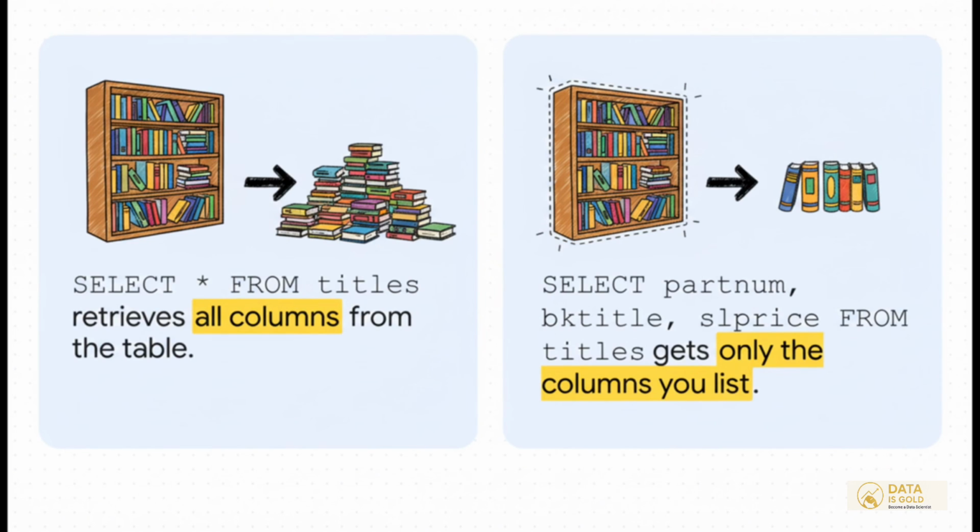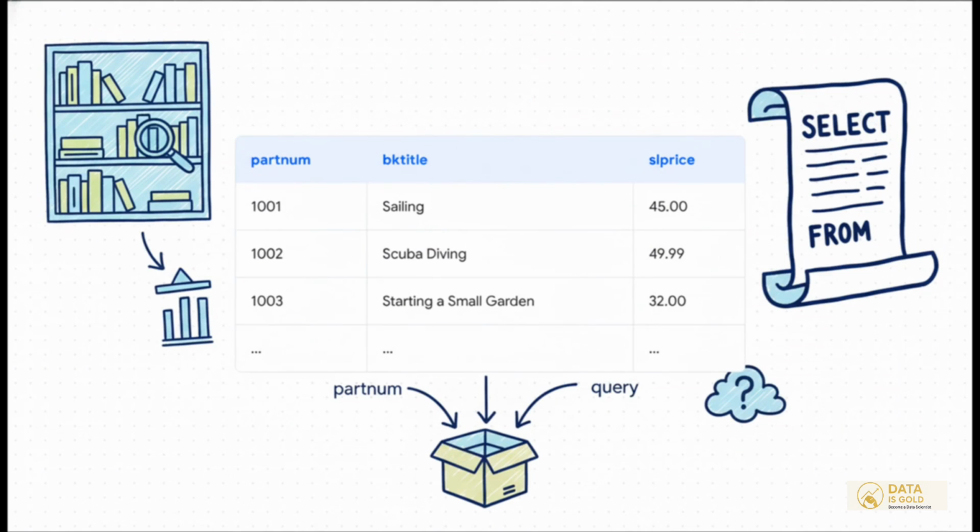Instead of the star, we're listing the exact column names we want, the part number, the book title, and the sale price. We're basically telling the librarian, hey, don't bring me the whole book, just tell me the title and the price. And look at the result you get back. It's so much clearer. You get exactly what you asked for and nothing you didn't. This is incredibly useful for creating focus reports and finding just the specific piece of data you need, right when you need it.